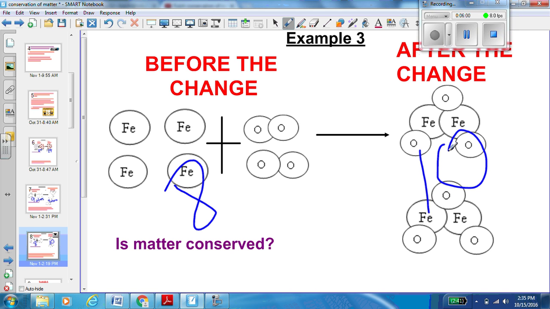Is matter conserved this time? Well, hopefully you said no. No, matter is not conserved because now I'm ending up with more atoms than what I started with. And we know that scientifically this would not be possible. So this particular example does not meet the law of conservation of matter.